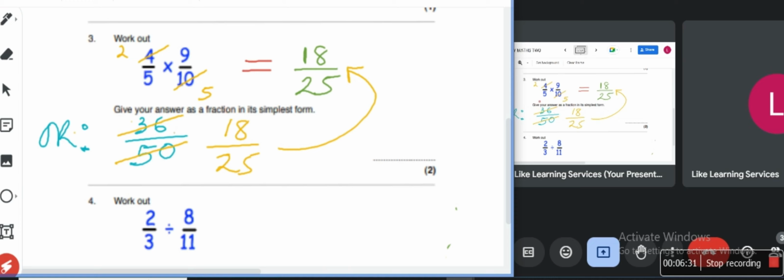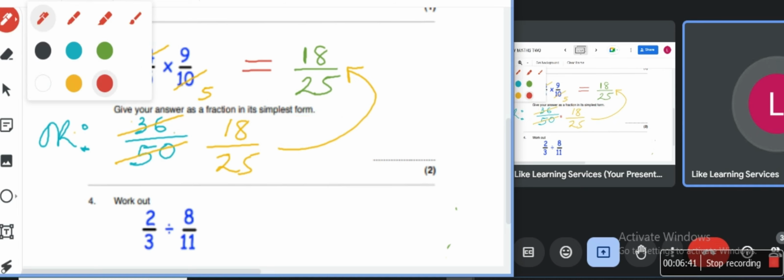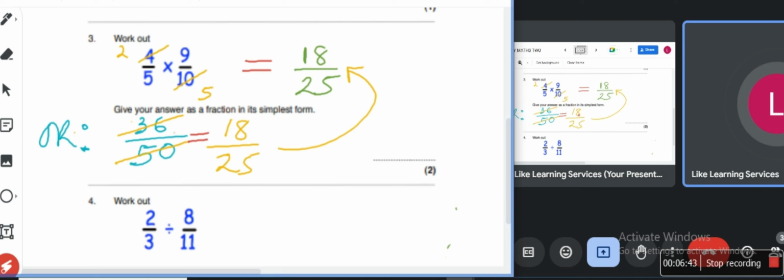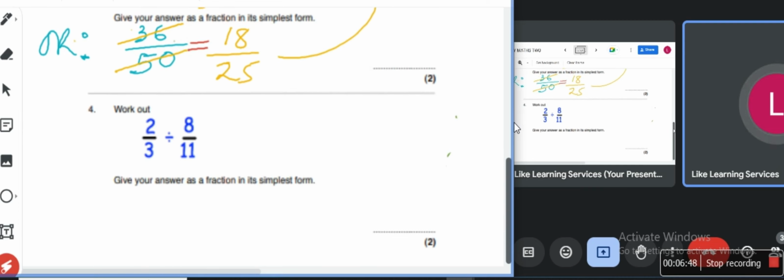Where? Please read out what I'm circling. I need you to concentrate. Give your answer in its simplest form. Yes, you should always give your answer in its simplest form. In other words, keep striking out until you can't strike out again. Otherwise, you won't get a full mark.